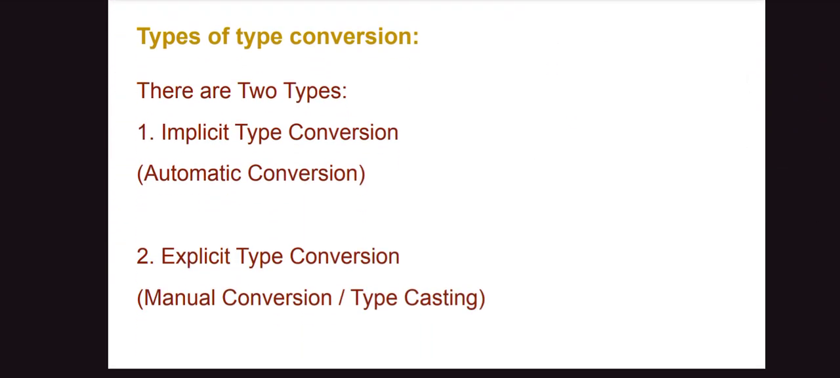There are two types of type conversion. Firstly, implicit type conversion, which is automatic conversion done automatically by the compiler. And the next is explicit type conversion, which is done manually. It is also called typecasting, and it is done by the user according to their need. So let's see each one in detail.